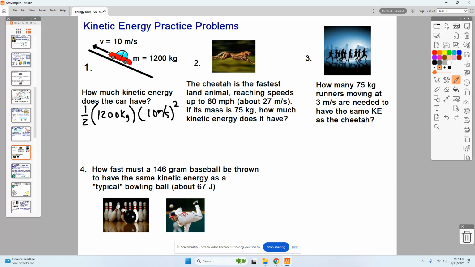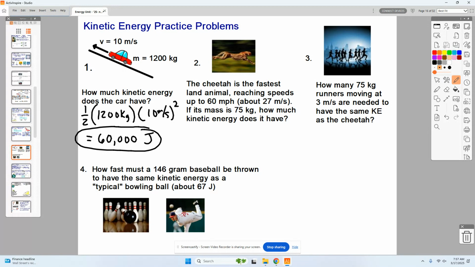I'm getting 60,000. Anyone confirming? Okay. So again, 60,000. And then the unit for that, my gosh, it's a form of energy. It should be the same unit as work. And so we would say that it's 60,000 joules. Energy associated with that car's motion.